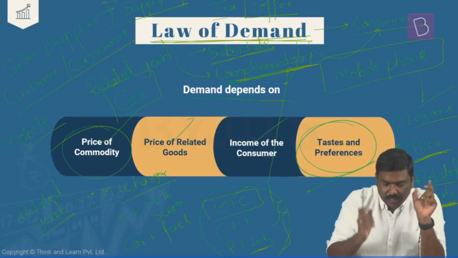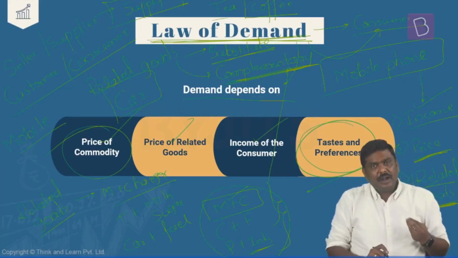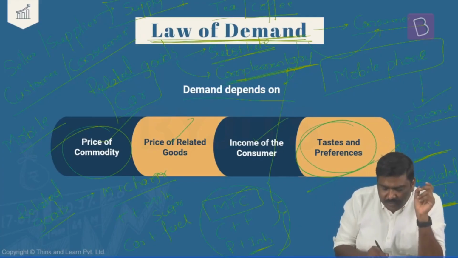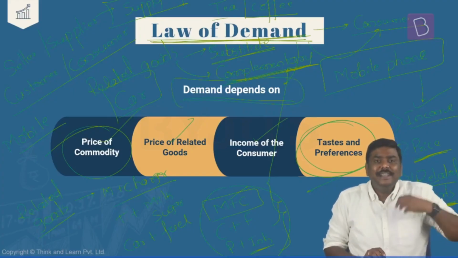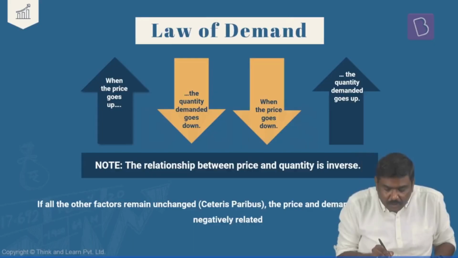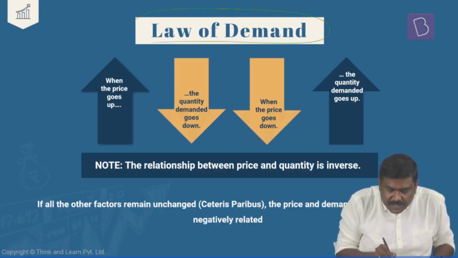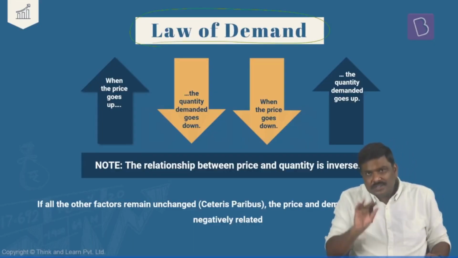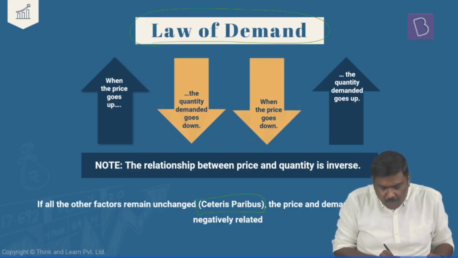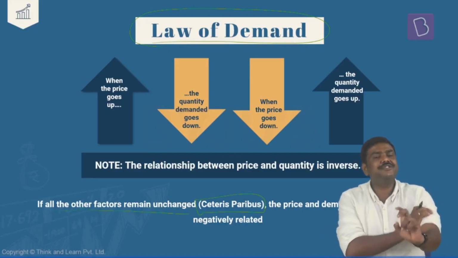So understand the logic here. Before discussing the law of demand, we are basically looking at certain factors which will definitely have an impact on demand for goods or services in the market. Having understood this, having looked at the factors, now let's have a look at the law of demand. What does the law of demand state? Ceteris paribus, or if all the factors remain unchanged.